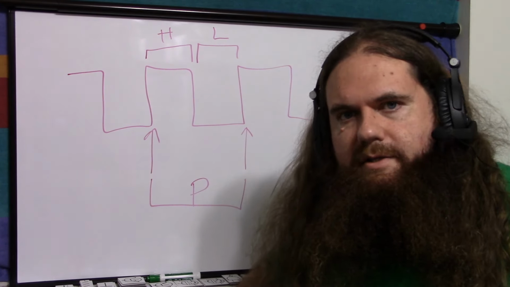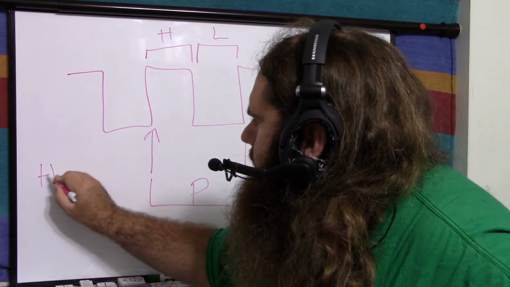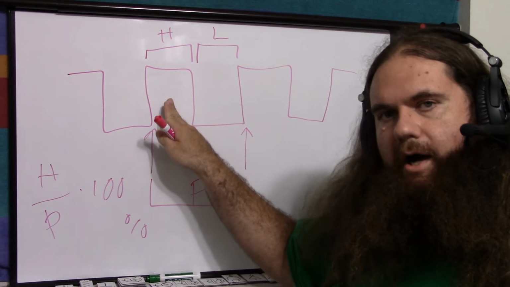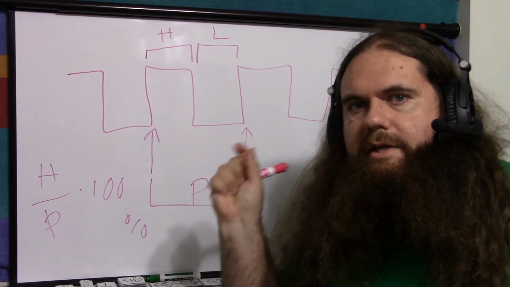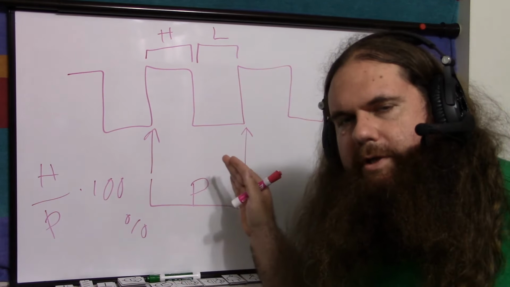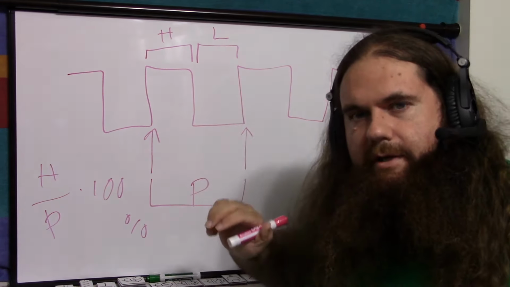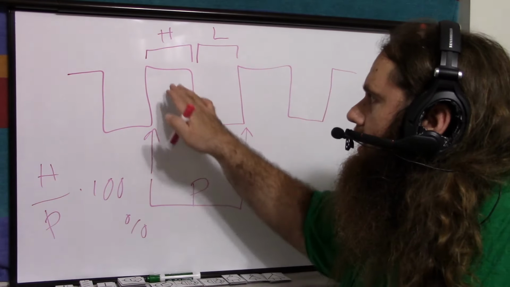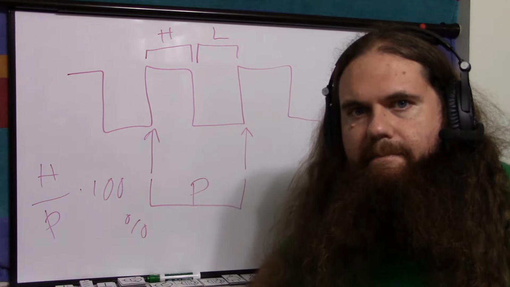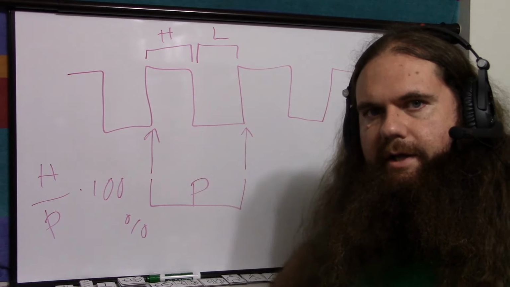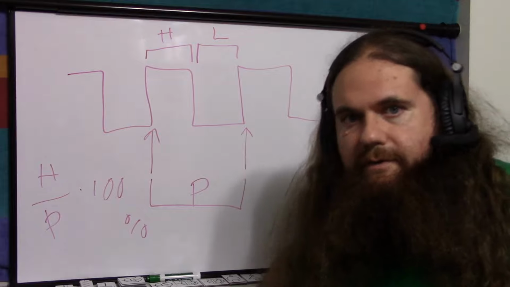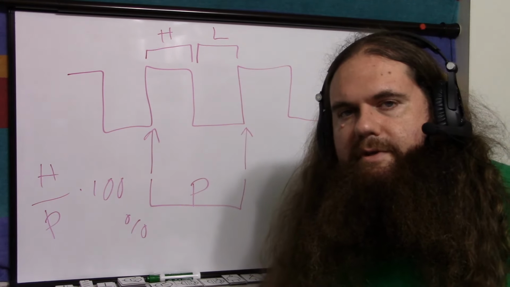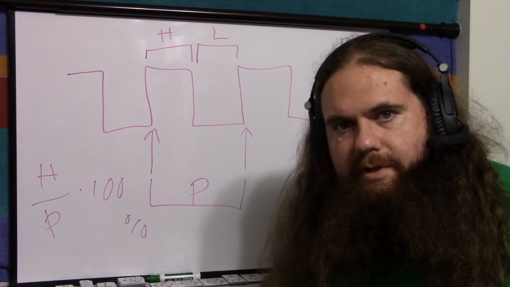Your duty cycle is a percentage. It's high time over period times 100, and that's percent. If your high time and your low time are equal, let's say your period is 1 second, and high is half a second and low is half a second, then your duty cycle is 50%. It's high 50% of the time. If high was 3/4 of a second and low was 1/4 of a second, it'd be a 75% duty cycle. If high is 1/4 of a second and low is 3/4 of a second, it is a 25% duty cycle.